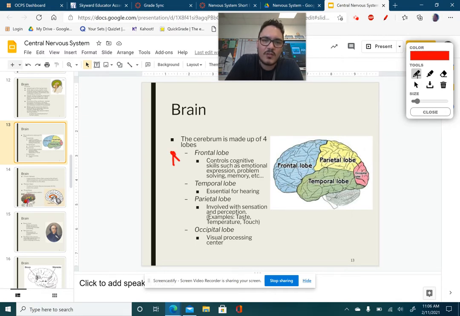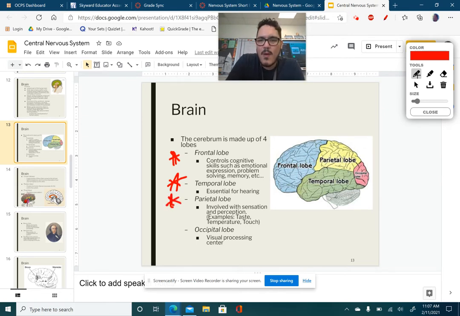So let's start with the frontal lobe. The frontal lobe is going to help control cognitive skills such as emotional expression, problem solving, memory, etc. Basically, the frontal lobe is going to be more associated with your more complex thought processes. The temporal lobe is going to be near the ears. So what do we expect? Hearing. Hearing is a rather interesting thing, and we'll learn more about that as we progress.